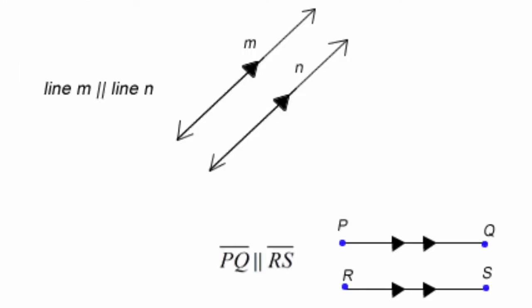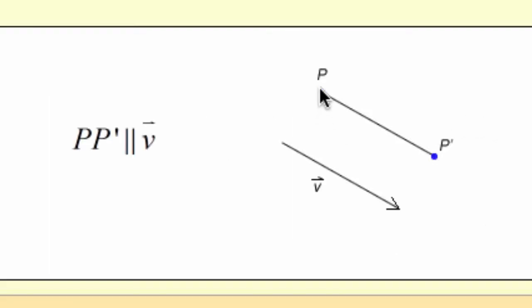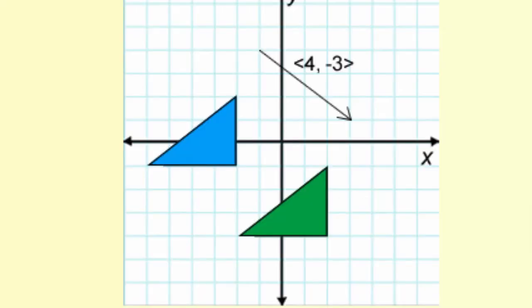Parallel lines are defined as distinct lines lying in the same plane that never intersect. They also have the same slope. And parallel lines are important because when you're translating, the translations go along parallel lines, and also if lines are parallel before a translation, they're also parallel after a translation. So here's what I was talking about. Point P translates to point P prime, and that's along vector V, and this translation here is parallel to the vector V.